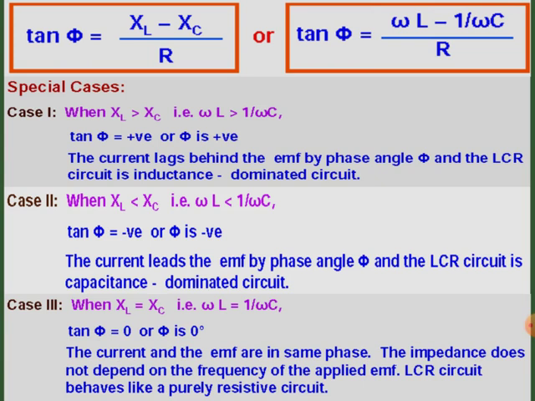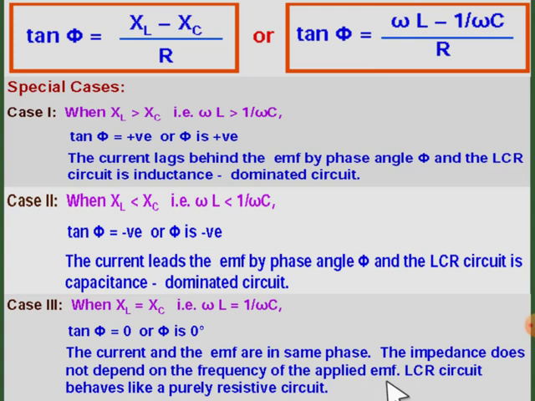But in the next case, let's see, when these two are equal, that means when the inductive reactance is equal to the capacitive reactance, or omega L is equal to 1 by omega C, then this ratio will become 0. Why? Because the numerator is 0. Numerator 0 divided by a non-zero quantity will be 0. So your tangent of phi will be equal to 0. Tangent of phi 0 means phi is 0. So in that case, the current and the EMF are in phase.